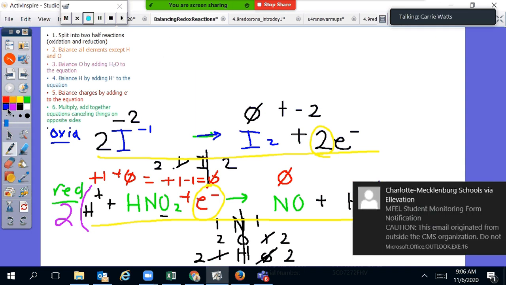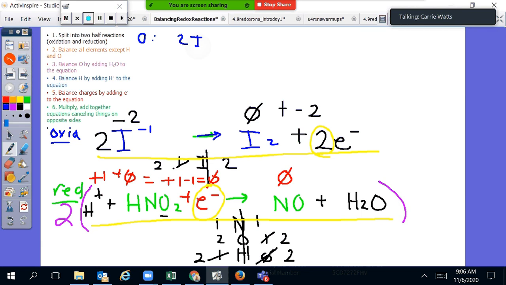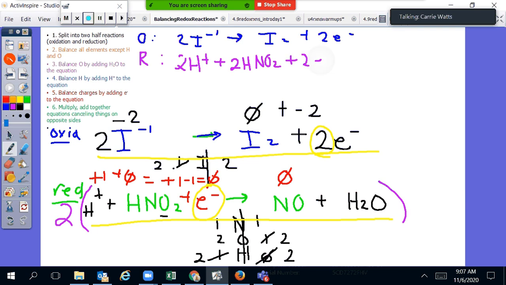Okay, and now I'm going to rewrite my 2 equations. For the oxidation, I've got 2I negative 1 makes I2 plus 2 electrons. For the reduction, I'm going to multiply now. I'm going to have 2H plus 2HNO2 plus 2 electrons yields 2NO plus 2H2O.